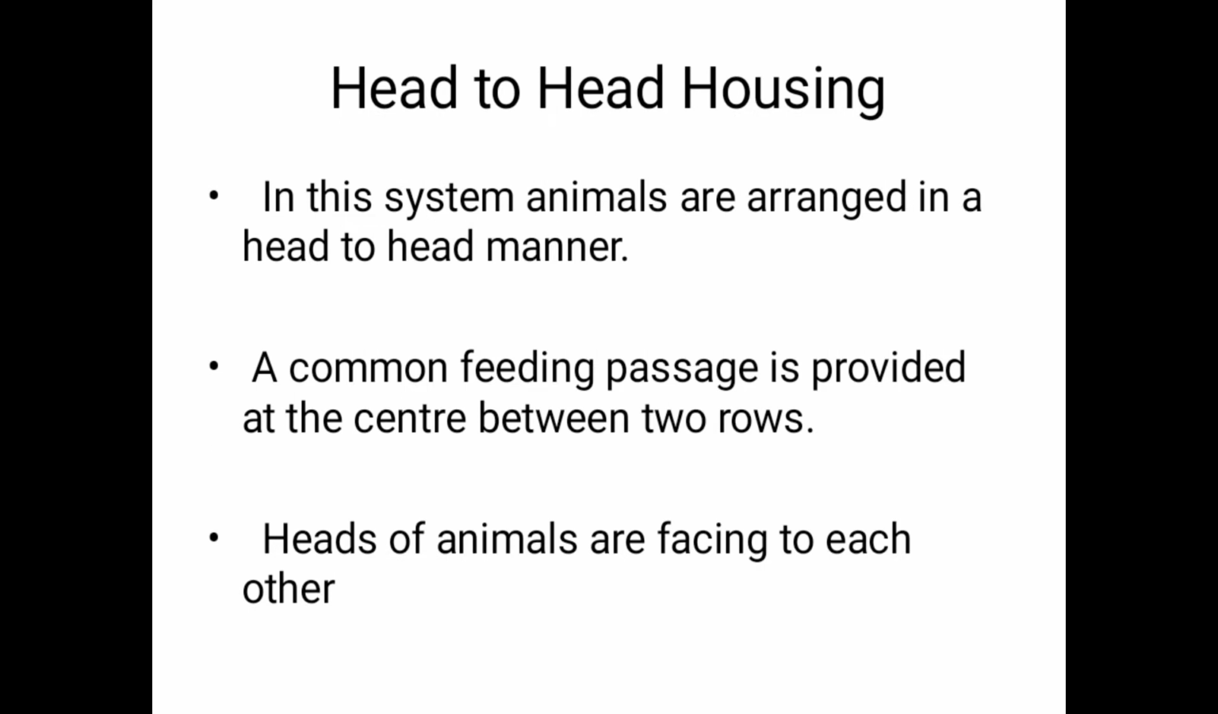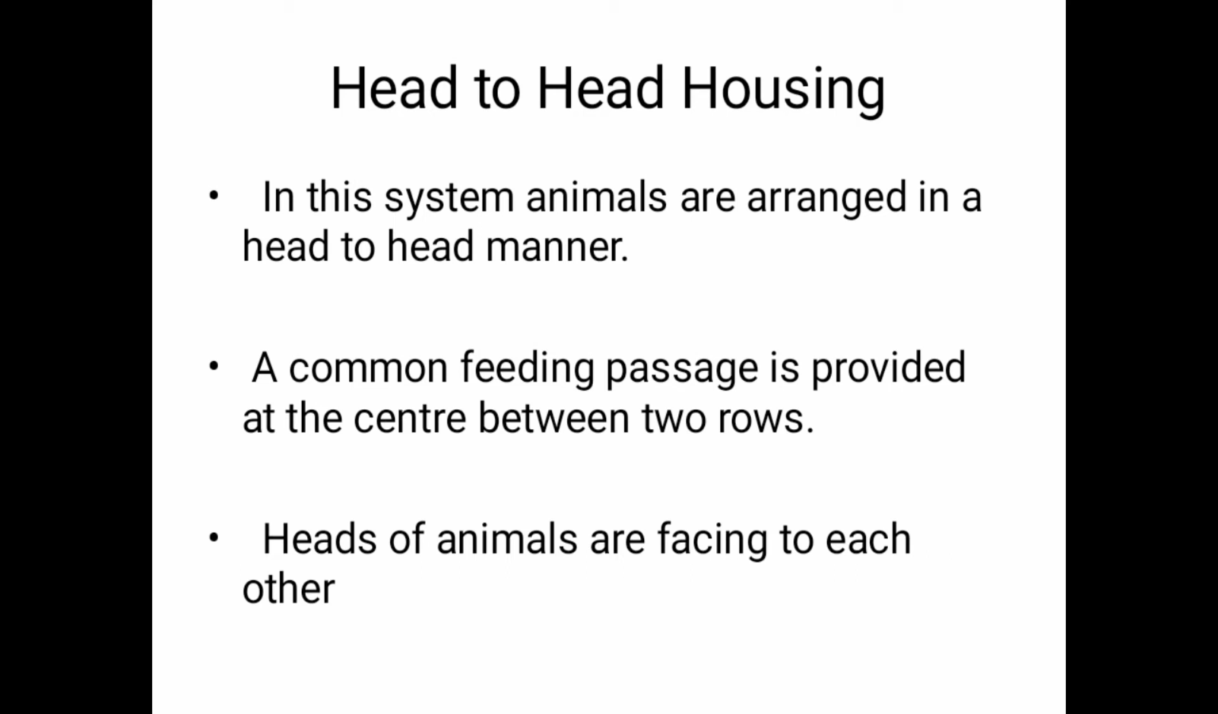This conventional housing system is of two types: head to head housing system and tail to tail housing system. We will study one by one what sort of system this is, how the animals are arranged, and what other components of the house are provided, along with merits and demerits of these systems. So first we will study what is head to head housing.